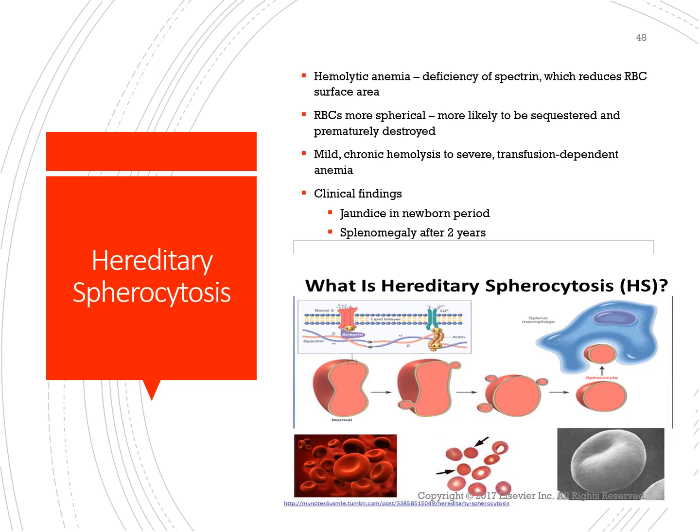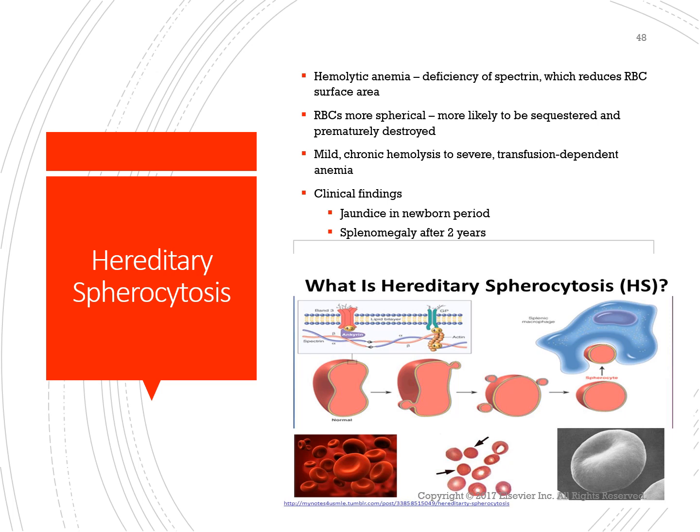A hemolytic anemia, and it results from a deficiency of spectrin, which reduces red blood cell surface area. And what we will see is the red blood cells are more spherical and they're more likely to be sequestered and prematurely destroyed. So you can see in this picture down to the right what our red blood cells should look like. And then you can see the black and white picture over in the very bottom right hand corner, how these are more spherical. They're not really as concave and flat.